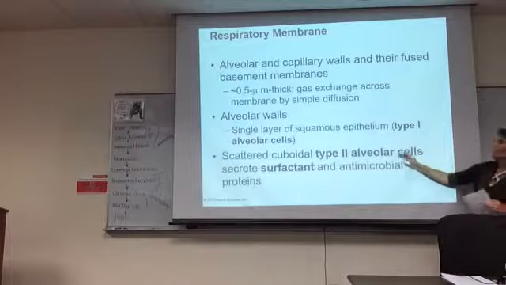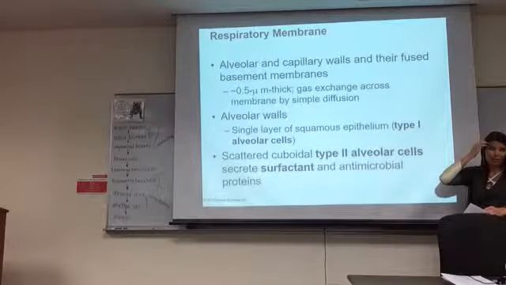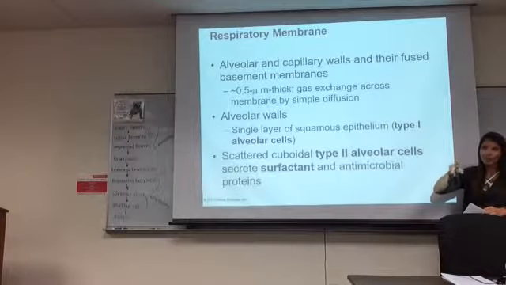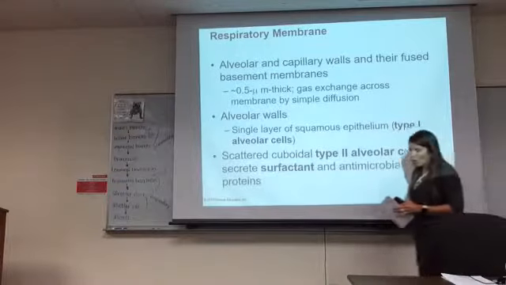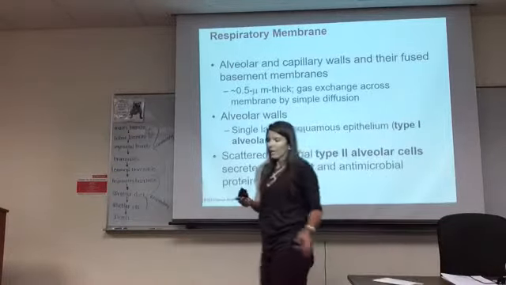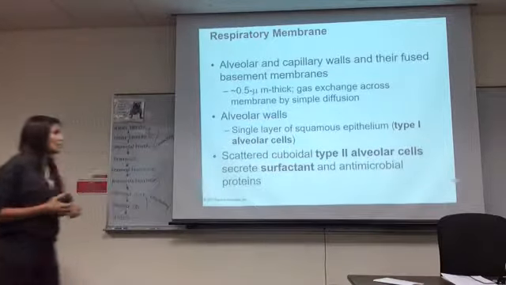There are 2 types of cells in the lungs. You have alveolar cells, and you have surfactant-producing cells. So type 1 are your actual alveoli, and type 2 are your surfactant-producing cells.